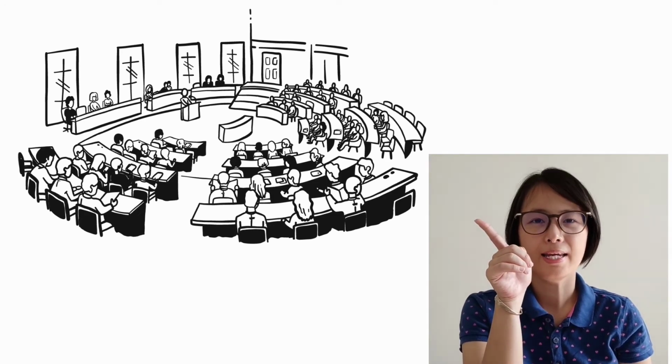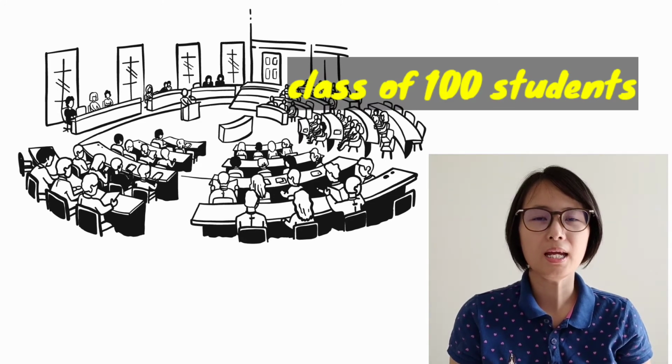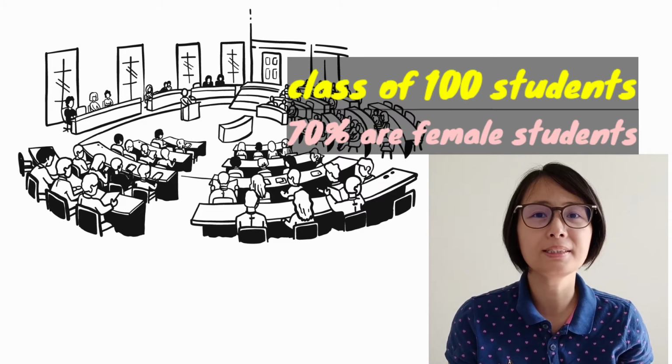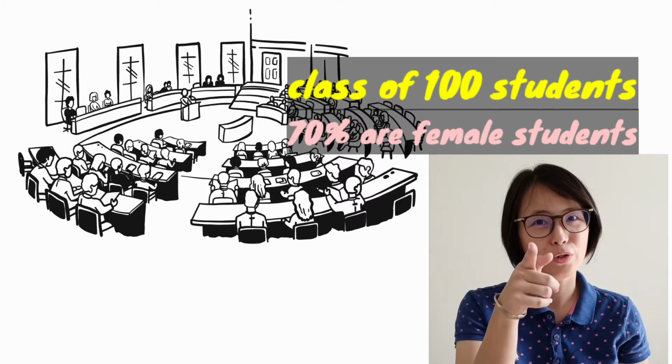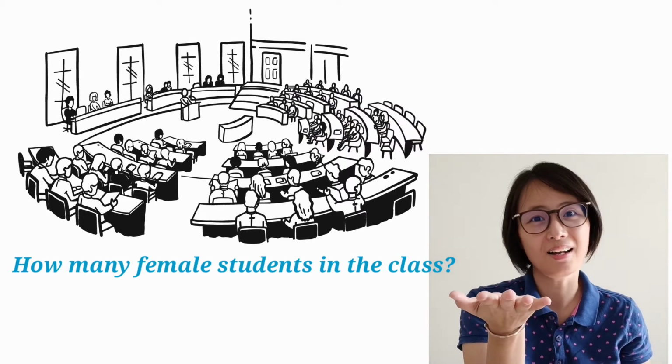Above is a class of 100 students. If 70% of the students in the class are female students, could you tell me how many female students are in the class?